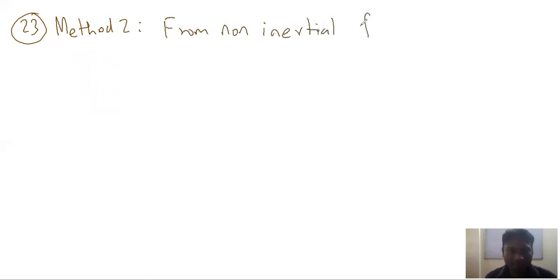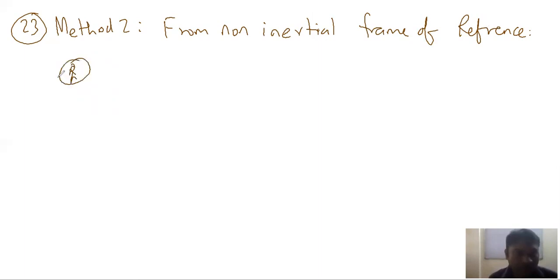Another method to solve question 23 can be based on non-inertial frame. Let us see method 2 from non-inertial frame, from pulley frame. So we'll use the concept of pseudo force in this method. So this is our pulley. I am sitting on the pulley. So this is mass M1 and this is mass M2.